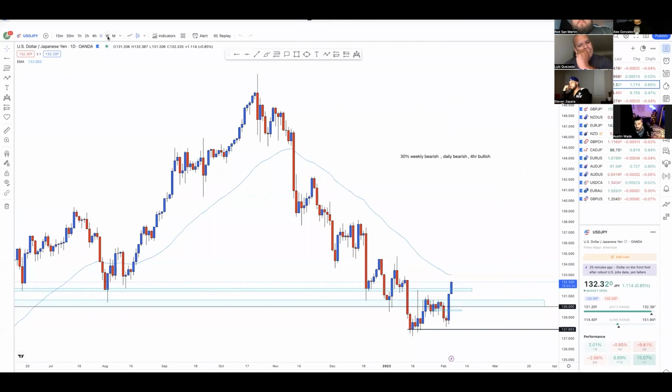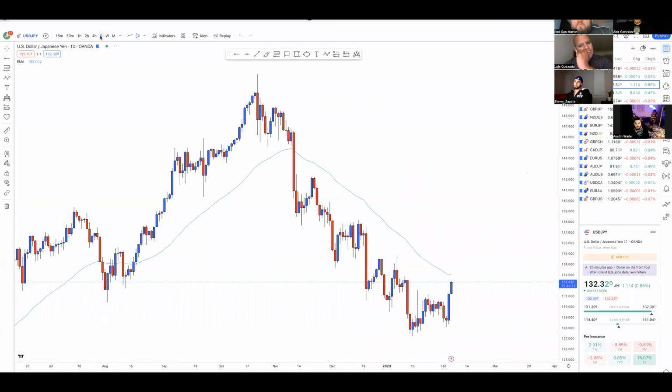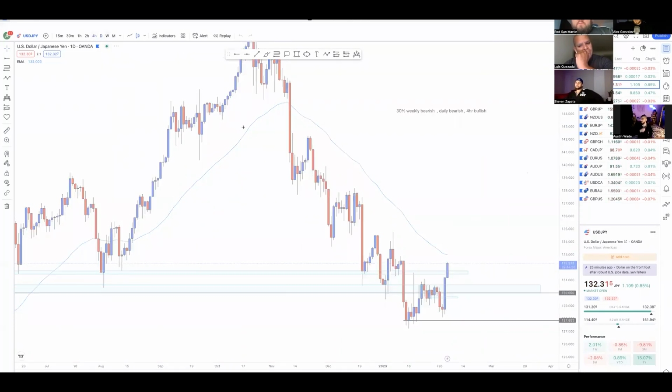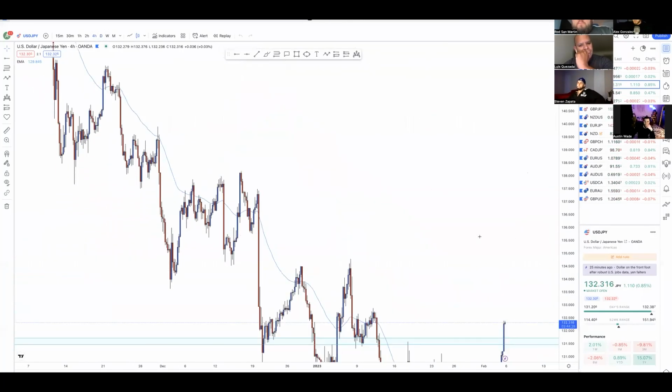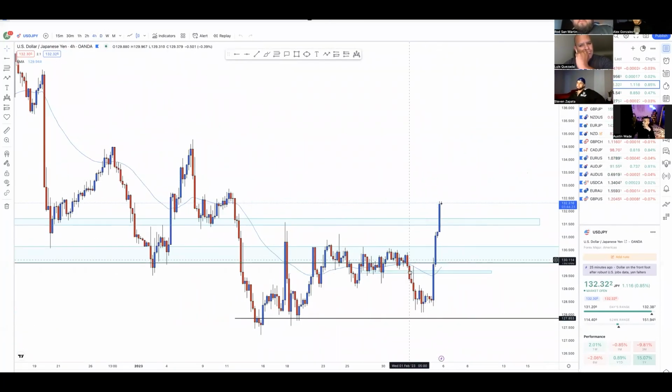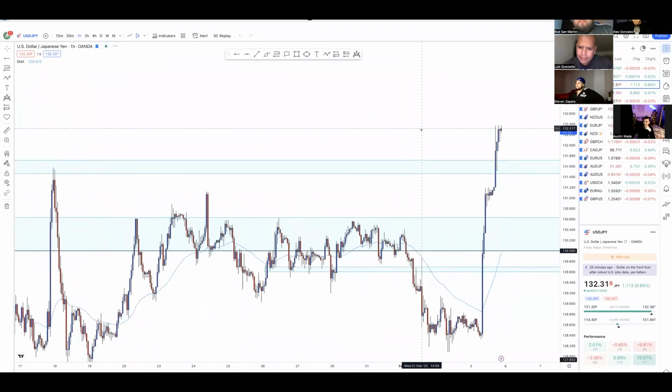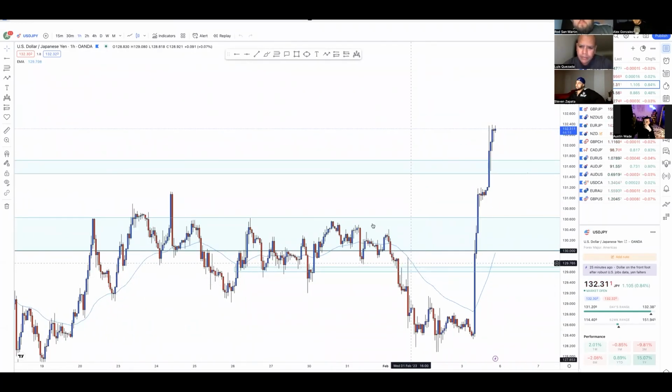USD JPY, we're looking for shorts. Waiting for the break in structure after this point. So we were waiting for the break and retest of this level right here. I see we had it. Why didn't I take it? I didn't even think I was paying attention to this one. The retest did happen a little fast.